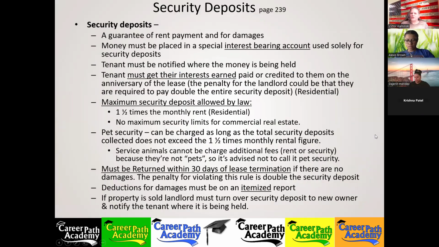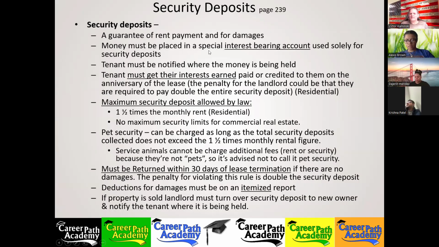Security deposits. Let's learn a little bit about them. Tenants usually have to pay security deposits, right? Now, the security deposit is a guarantee of rent payment for damages. Money must be placed in a special interest-bearing account used only for security deposits. You know, most people, they get a year-long lease, right? So your money could have been sitting in your own bank account earning interest, albeit not much, right?